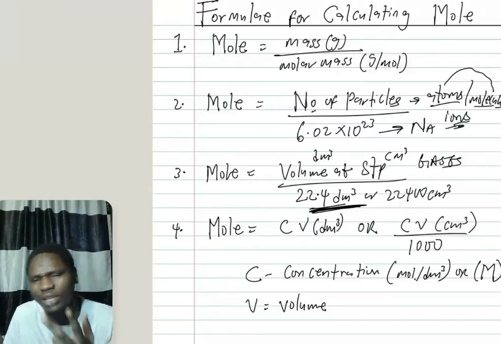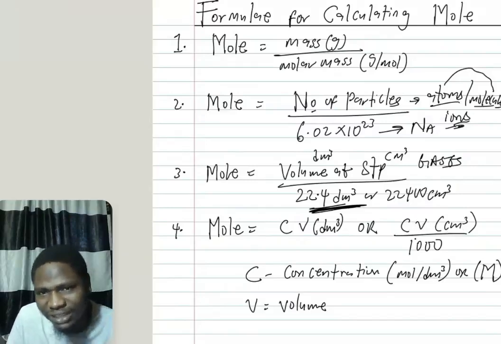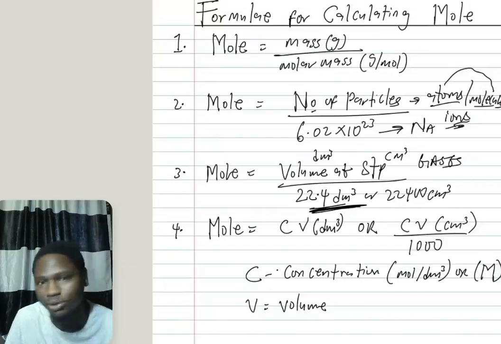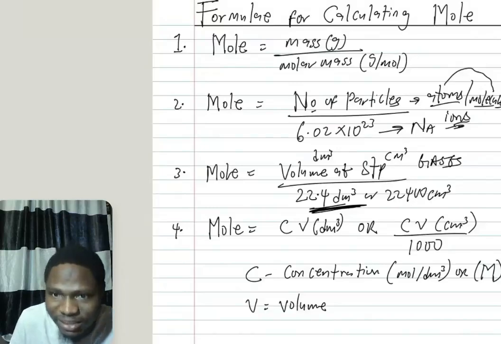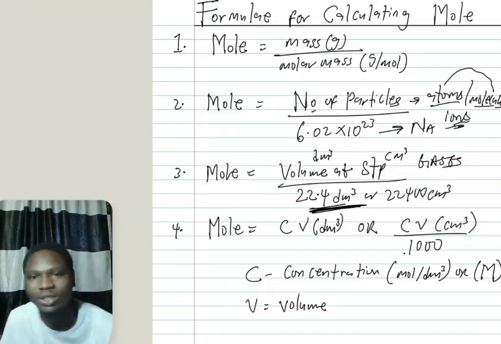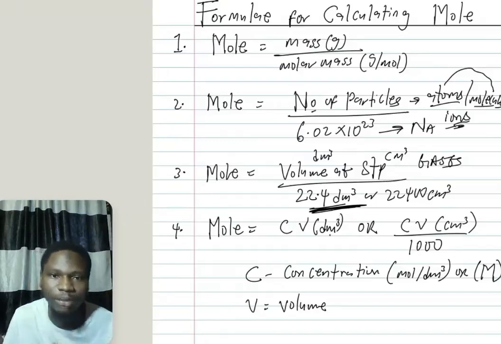Let me tell you one idea. The idea is that dividing this volume by 1000 is taking it back to dm cubed. Don't forget, centimeter cubed divided by 1000 will take you back to decimeter cubed. So they are the same thing. If they give you dm cubed, you use this. If they give you a volume in cm cubed, you use this. What is C?